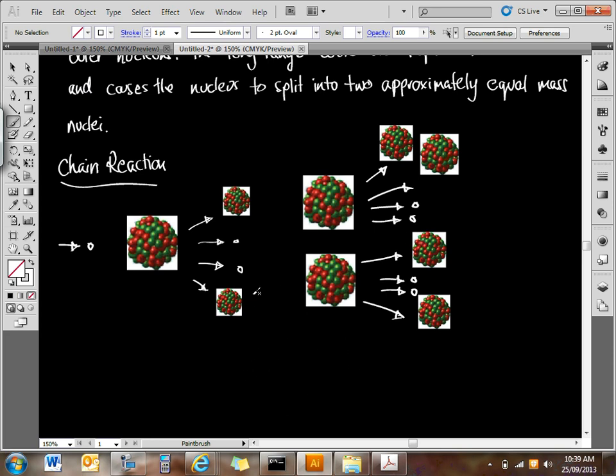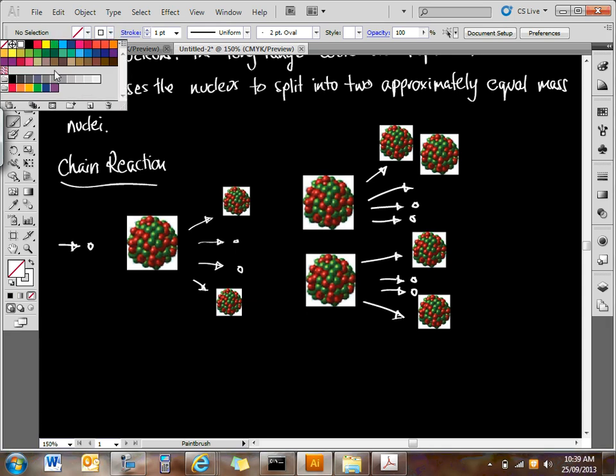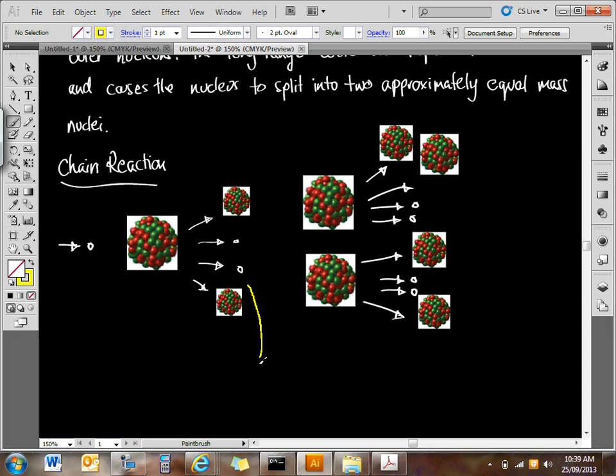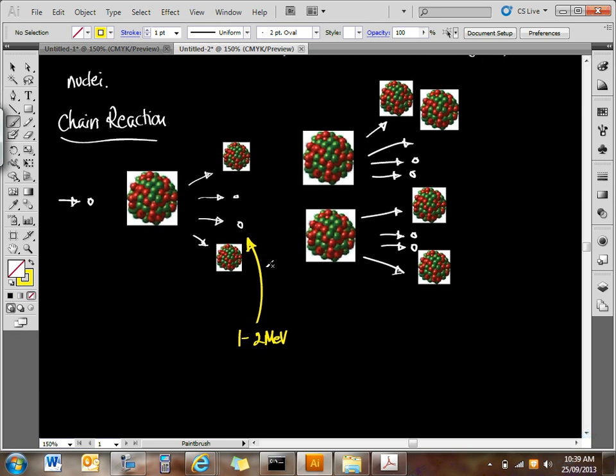Remember that these neutrons, I did this in yellow before. Not necessarily. Exactly. 1 to 2 million electron volts, the energies of these neutrons is far too large. We have to slow them down. Essentially that is 1 to 2 MeV of kinetic energy. Okay, so they're moving pretty fast, too fast in fact. They just pass straight through these nuclei. We have to slow them down. We have to put something in the way.